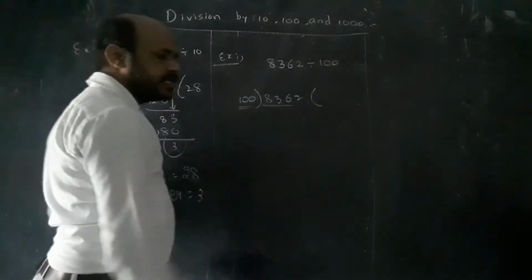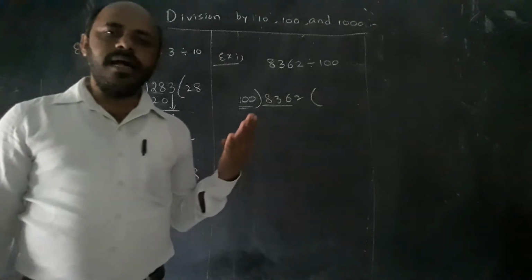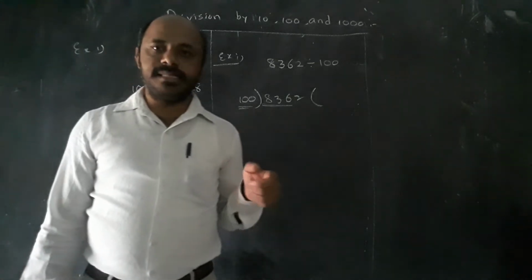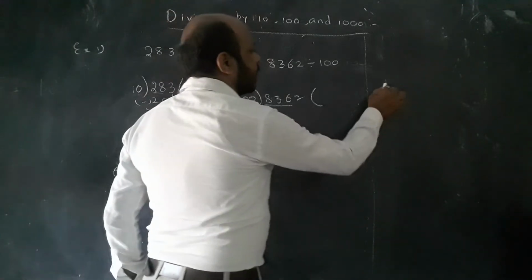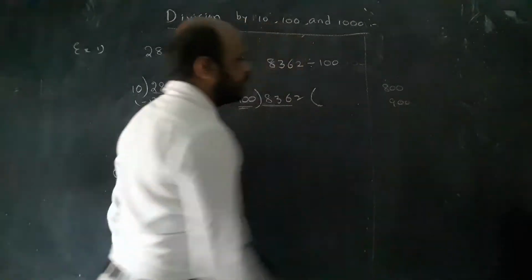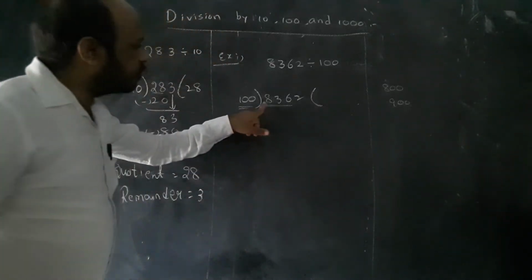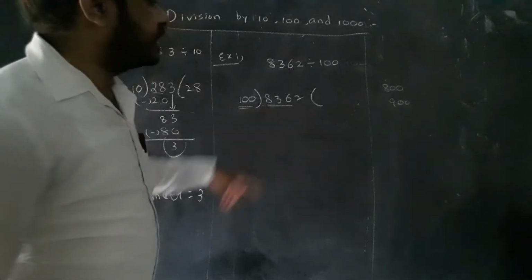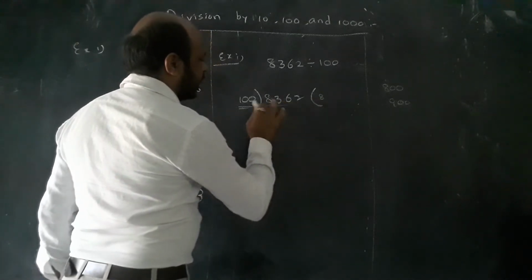See children, 100 1s are 100, 100 2s are 200, 100 3s are 300, 100 4s are 400, 100 5s are 500, 100 6s are 600, 100 7s are 700, 100 8s are 800, 100 9s are 900. Here we got 800 and 900, but we need only 800, because 900 is more than 836. That's why we take 8 times: 100 8s are 800.